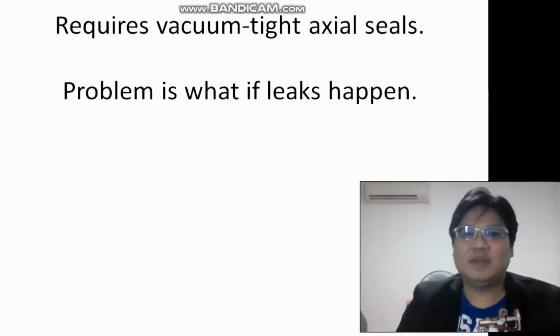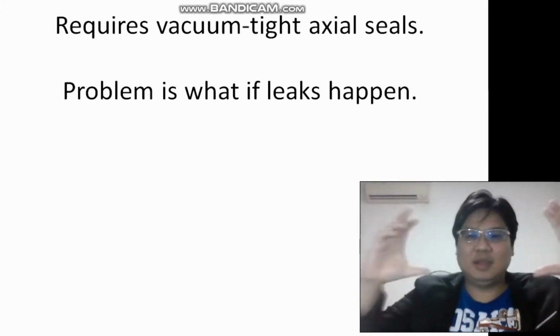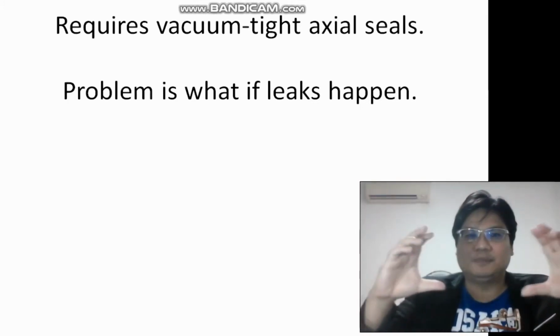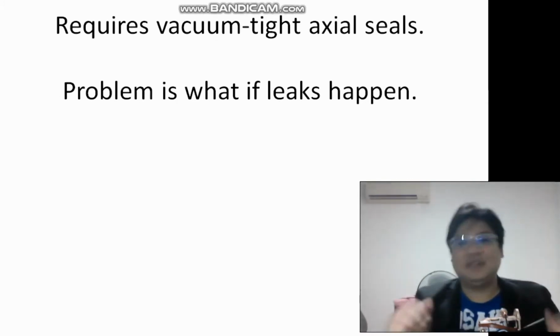You require vacuum tight axial seals. The seal is vacuum tight between the spinning axis. So you have to be airtight. If you get a leak, what happens? Now you have to go and fix the leak, right?